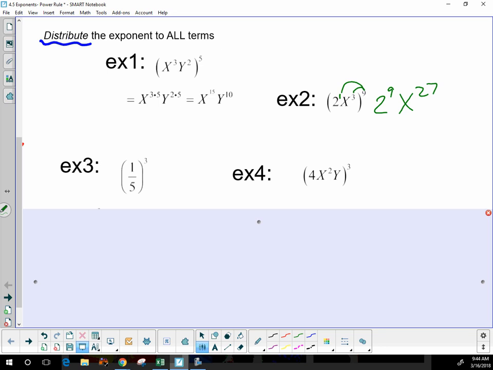So why don't you pause the video, take a look at these next two. I know you've seen these. I've showed you this before, so you kind of already know how this goes. Now I scribbled over the exponent, but it is a 3. So go ahead and do those. Pause the video and check your answers.